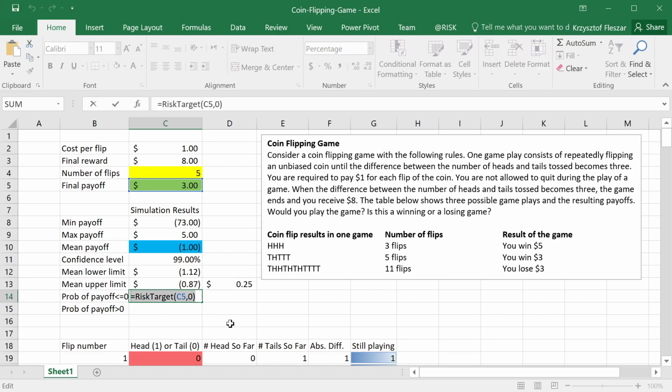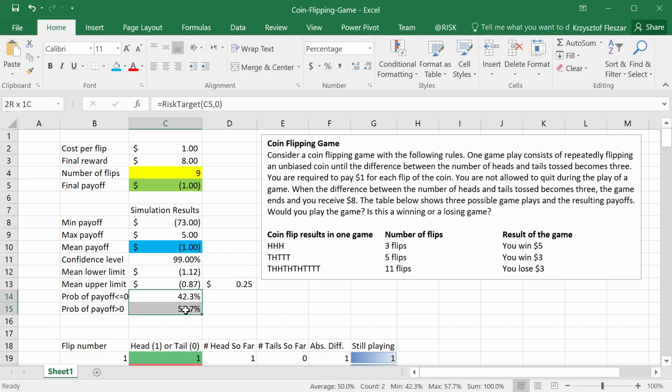There is another function, called risk target D for descending, and that gives you the probability that this cell, which is our output, the payoff, is greater than 0 rather than less than 0. Again, this is calculated based on the simulation run, so these probabilities might vary depending on your simulation.